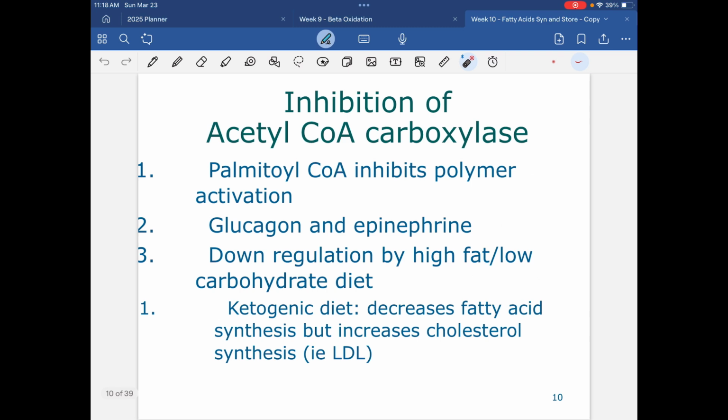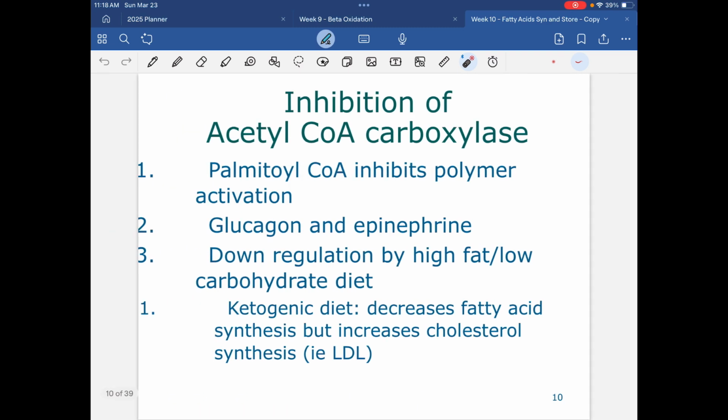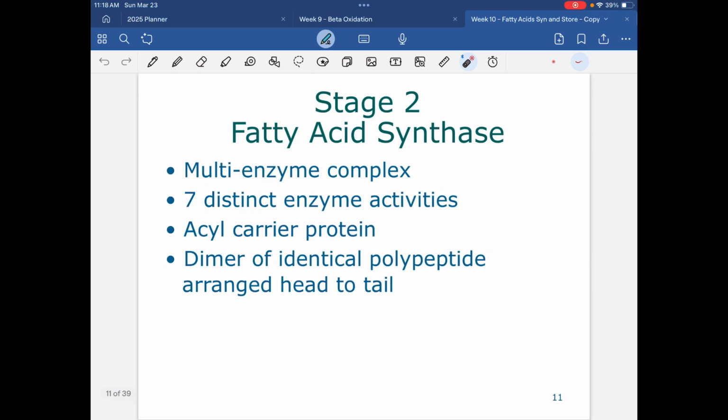All right, so that was all stage 1. Stage 2, the actual making the fatty acids. So before we were just collecting acetyl-CoAs and kind of activating them by forming malonyl-CoA. Now that I have my malonyl-CoA, I can use that as my true building block for a fatty acid. So we're going to need lots of enzymes. It's going to have 7 enzymes in it.